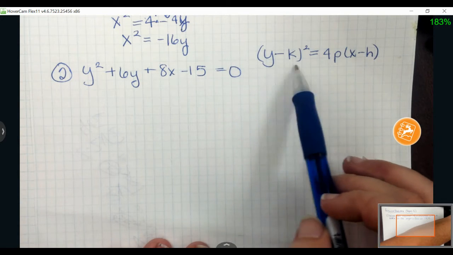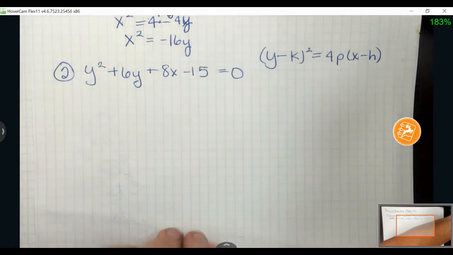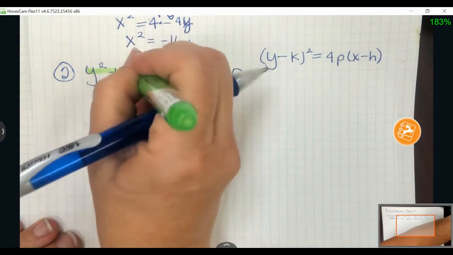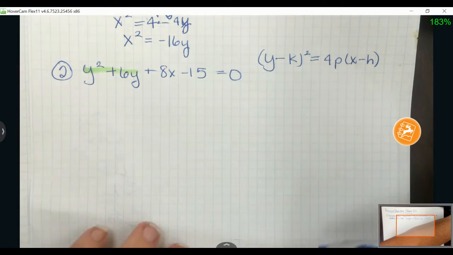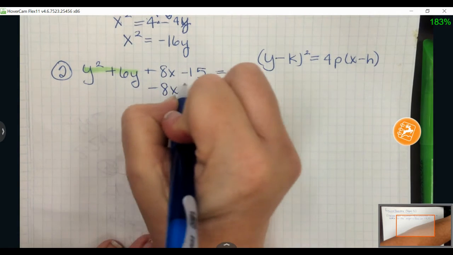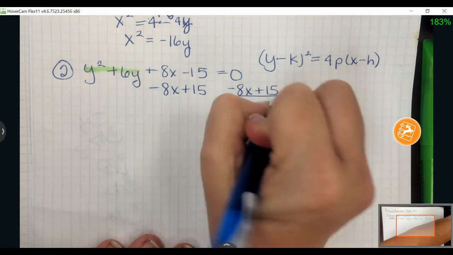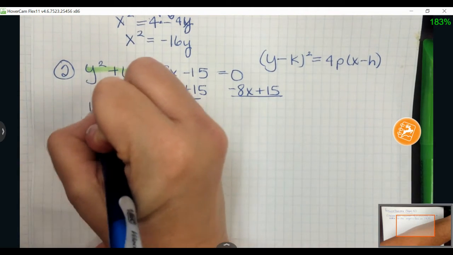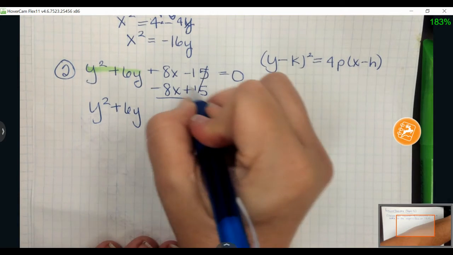So I need the y part to be a perfect square. So if I look here, I need this part to be a perfect square. And I need the x and the constant to be on the other side. So I'm going to subtract the 8x and add 15 from both sides. And the reason I'm doing this is to make a perfect square, something that I can complete and make a perfect square on the left.